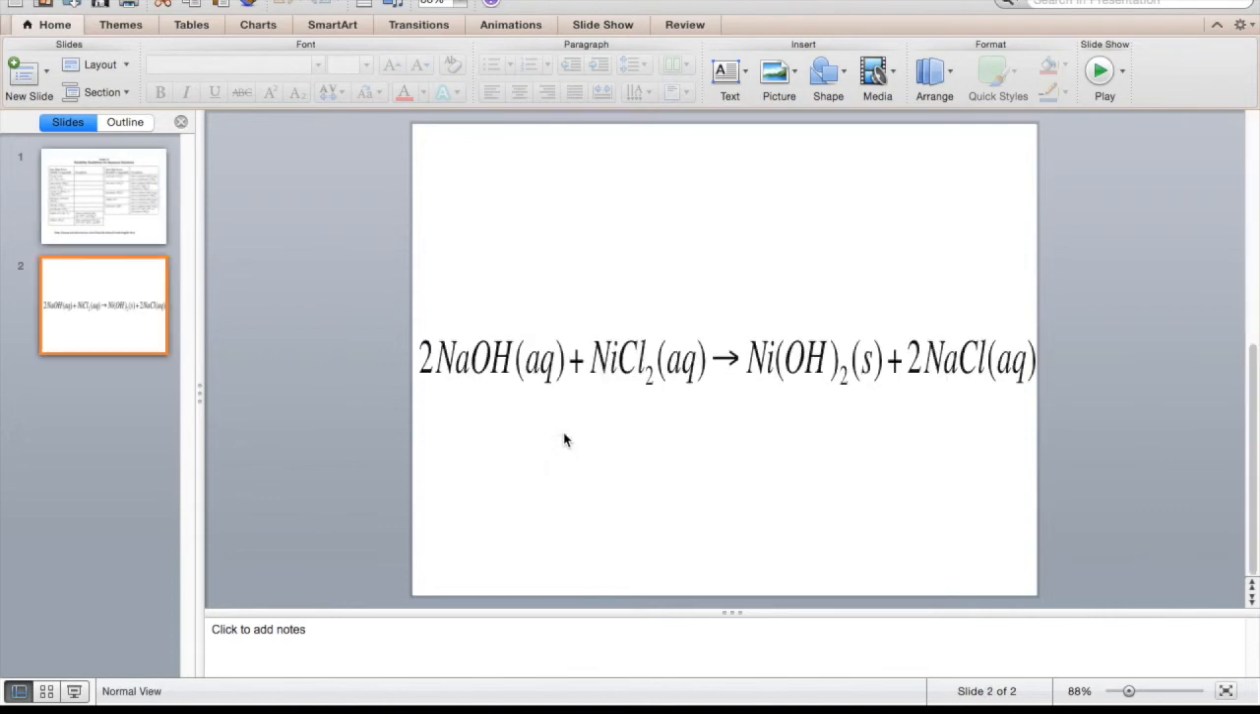The balanced equation of the reaction of sodium hydroxide and nickel(II) chloride can be seen on this PowerPoint. On the left-hand side are the reactants with 2 moles of sodium hydroxide and 1 mole of nickel(II) chloride, both of which are aqueous. Over on the right-hand side, the products are 1 mole of nickel(II) hydroxide and 2 moles of sodium chloride. Sodium chloride is aqueous, and the nickel(II) hydroxide is a solid.